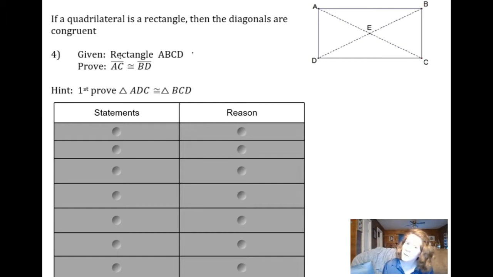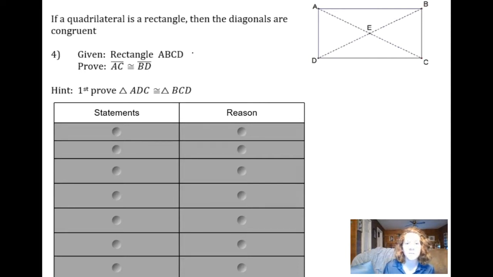So the only thing we're given is that this ABCD over here is a rectangle, and we're being asked to prove that AC, this diagonal here, is congruent to BD, which is this diagonal here. We did give you a hint on this one, which says first prove that ADC is congruent to triangle BCD.